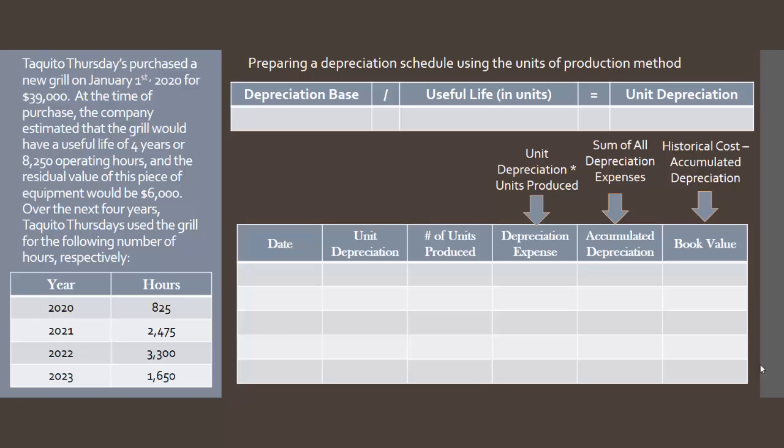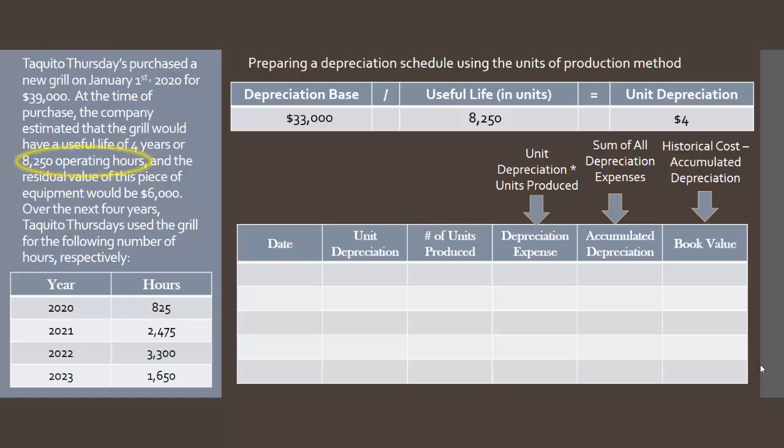Our historical cost on this grill is still $39,000. The residual value is still $6,000, meaning our depreciation base is $33,000. Well, let's divide that by the useful life of this asset. But since we're using units of production, it's not the useful life in terms of years, in terms of time. It's in terms of use. We think we can use this for 8,250 hours. So let's divide that depreciation base by our useful life in units, and we get a unit depreciation of $4.